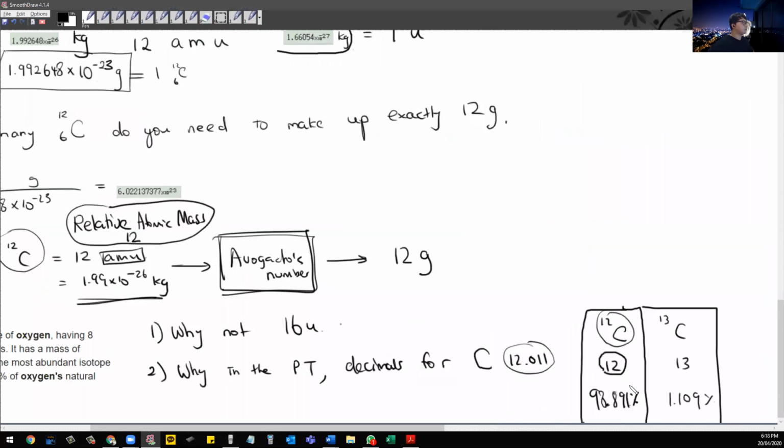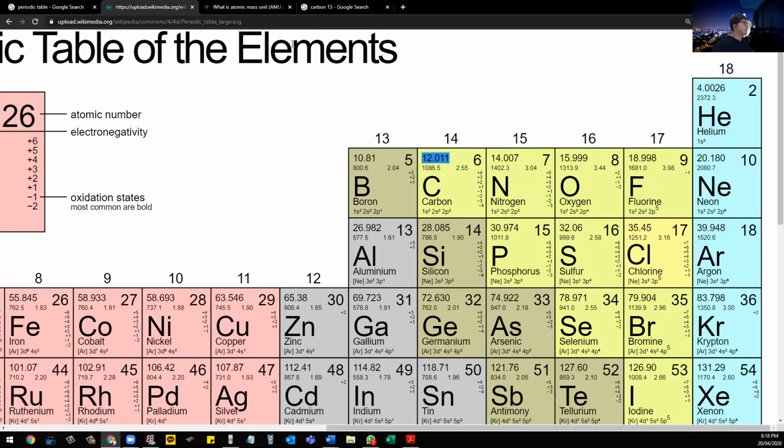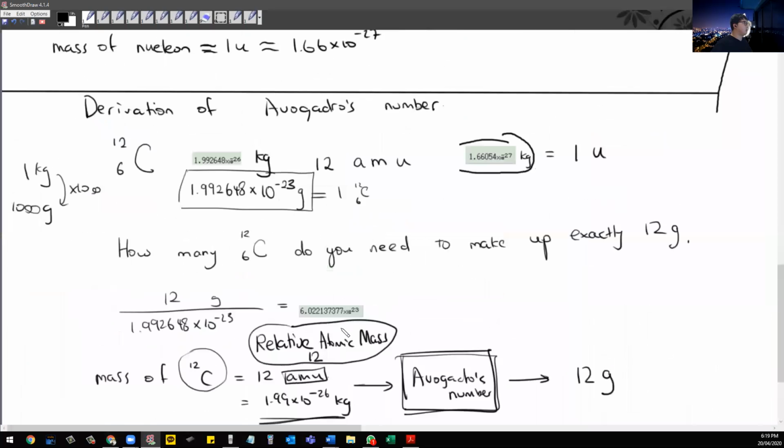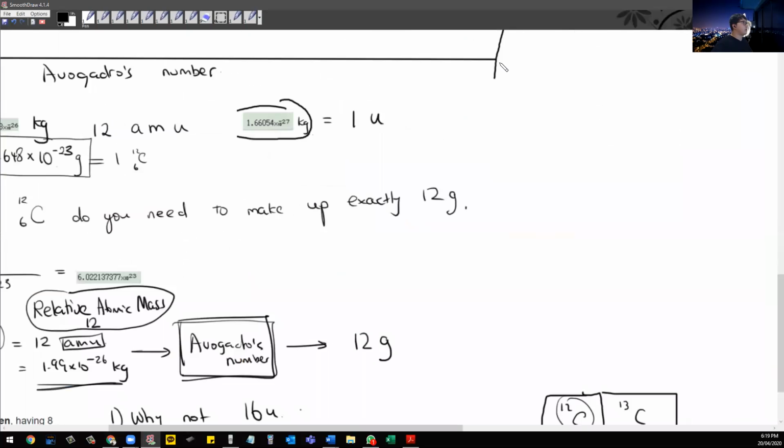Anyway, that's the reason why you have decimals, okay? There are a bunch of isotopes. So in the periodic table, you're not going to get any integer. They're all decimals, you see? They're all made up of a weighted average of different isotopes according to their abundance. Okay. Right. So that's enough of an introduction to Avogadro's number.